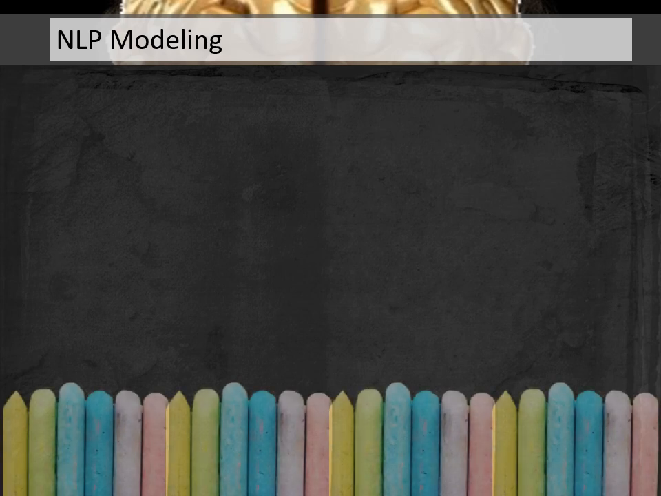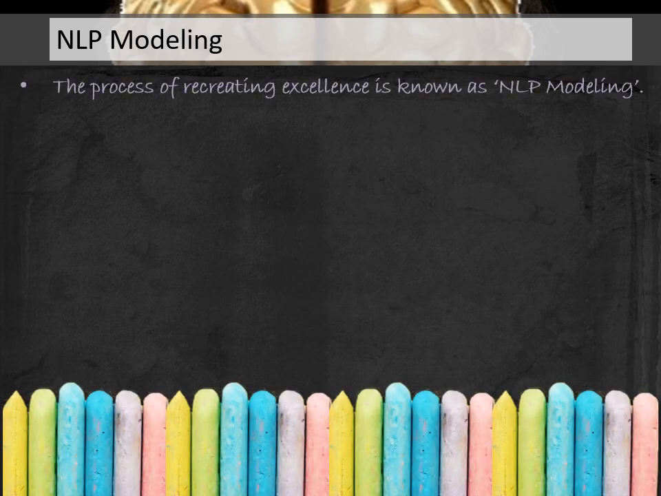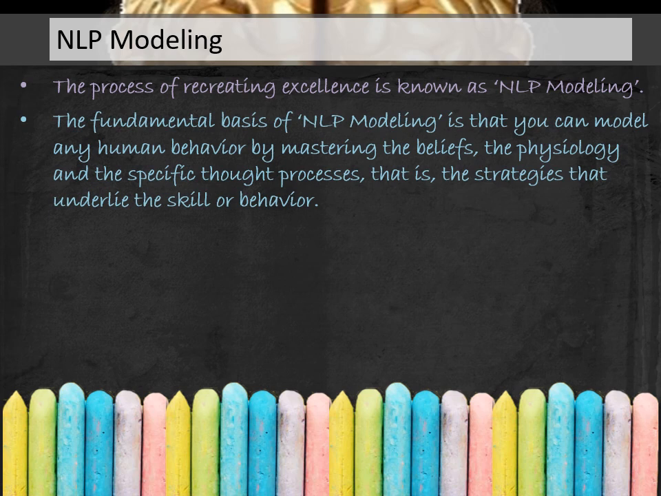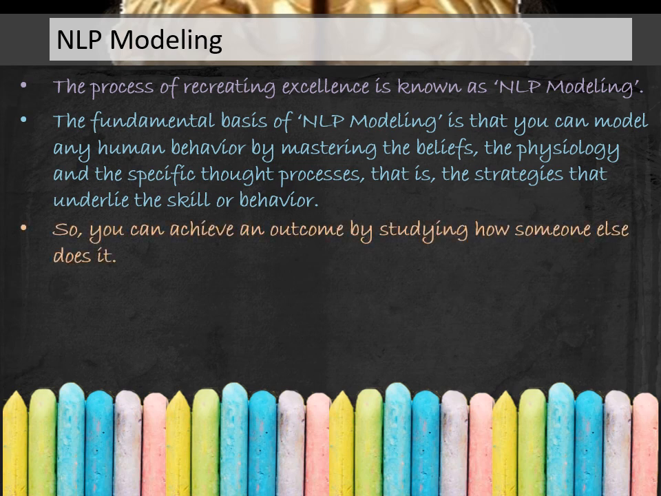NLP modeling. The process of recreating excellence is known as NLP modeling. The fundamental basis of NLP modeling is that you can model any human behavior by mastering the beliefs, the physiology, and the specific thought processes, that is, the strategies that underlie the skill or behavior. So, you can achieve an outcome by studying how someone else does it.